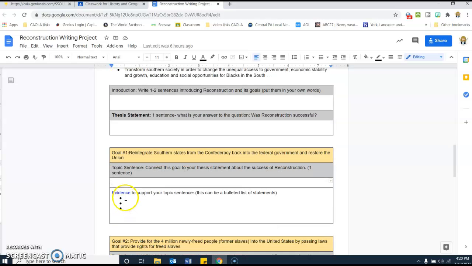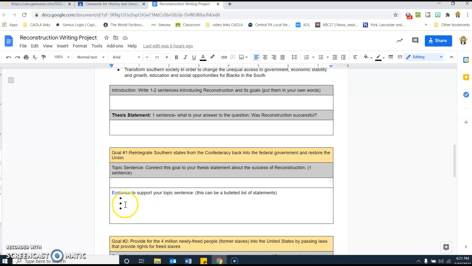Then down here, you are going to find evidence to support this topic sentence. This can be statements that are bulleted with some explanation. Don't just put the title of something. Don't just put Amendment 14. You need to explain what that is and how it might apply. But it does not need to be written in full, complete sentences. Okay, this is an organizer.